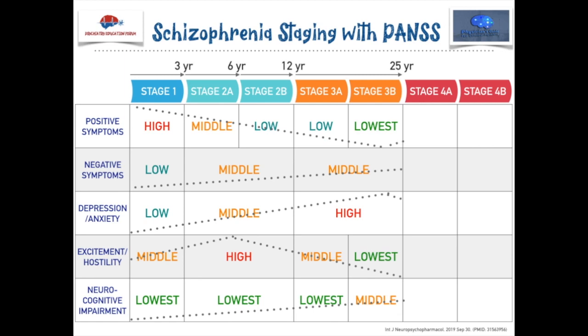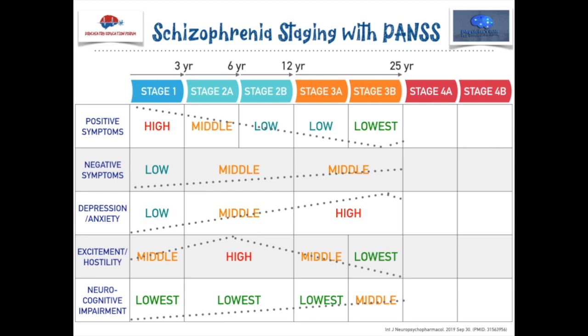Now, moving on to our last stage, stage 4. Stage 4 is a very long phase. So it has 4A and 4B. 4A can last for 25 years after the illness onset. It starts after 25 years from onset, but it can last from age 25 to age 40, and then from 40 years onward is stage 4B.